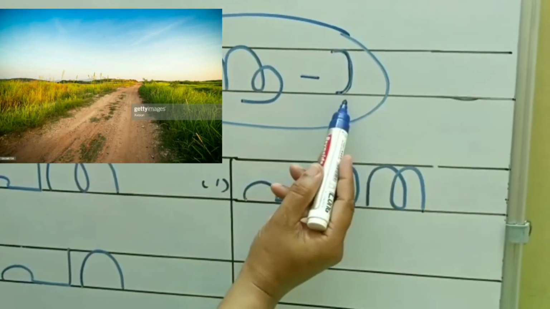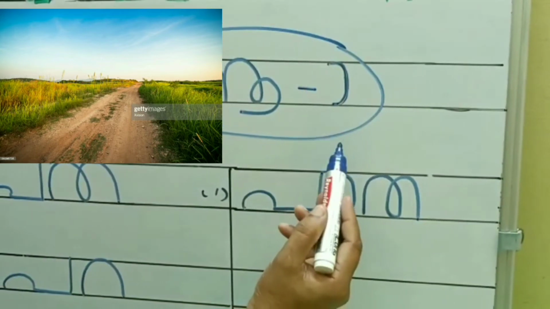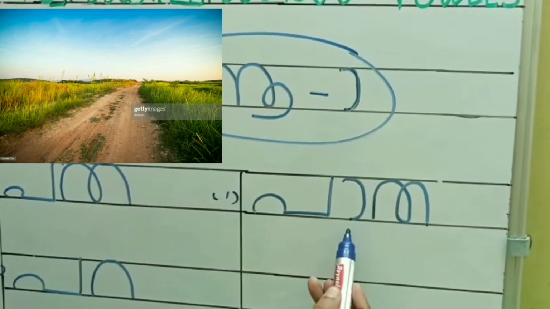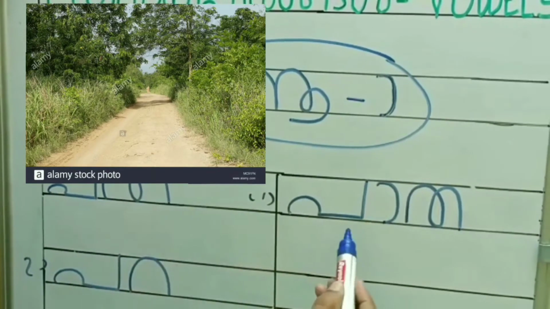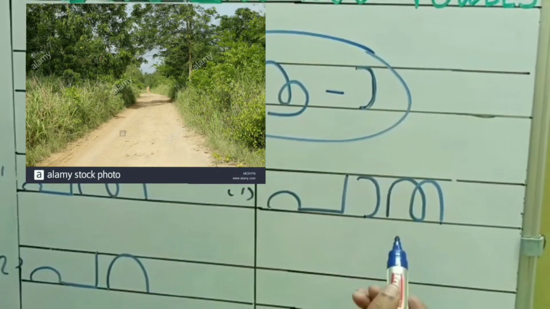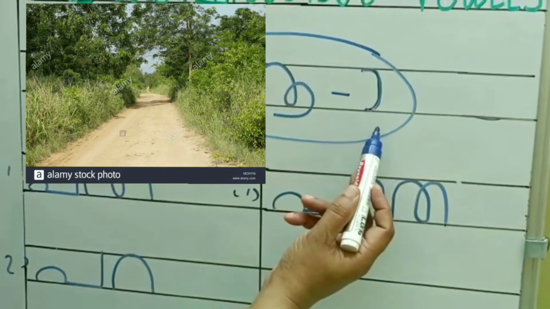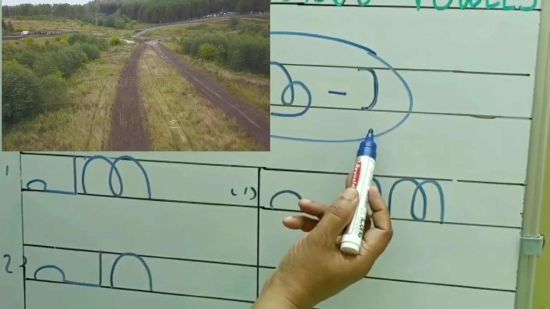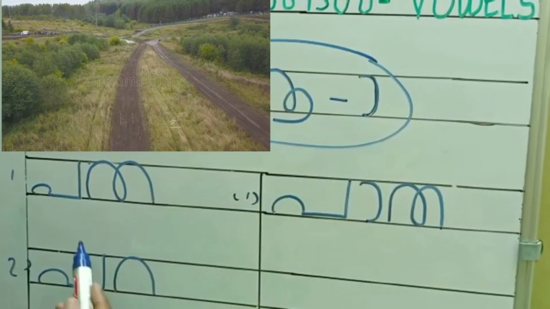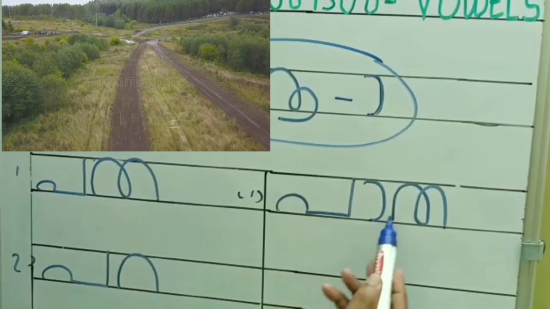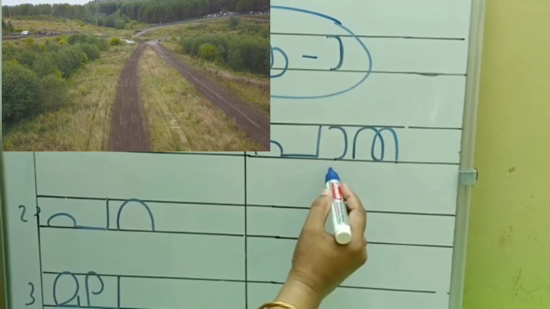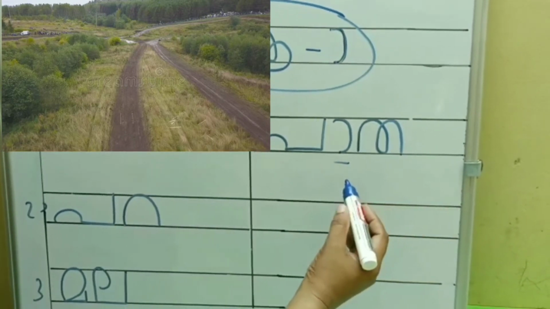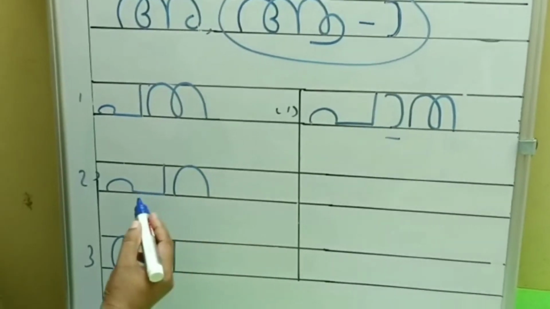Note this symbol. When we apply this symbol, the pronunciation changes from Pada to Pada. Again, note this symbol. Okay. Pada means a rod.